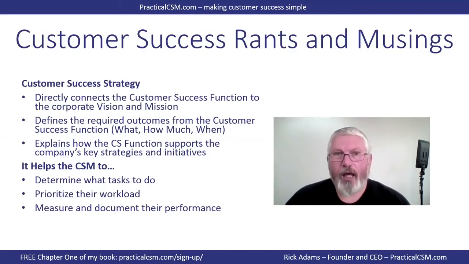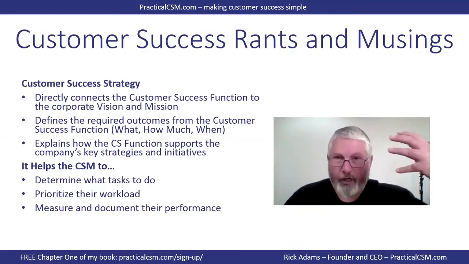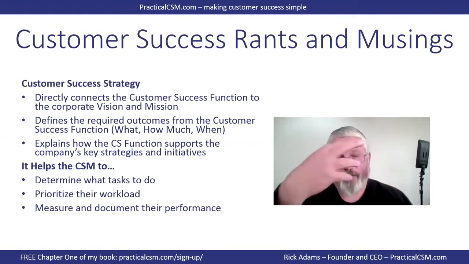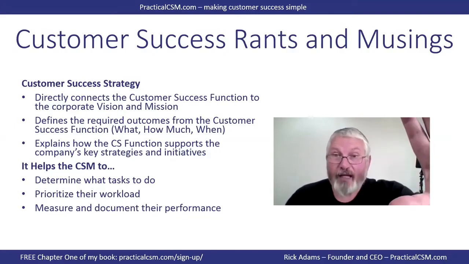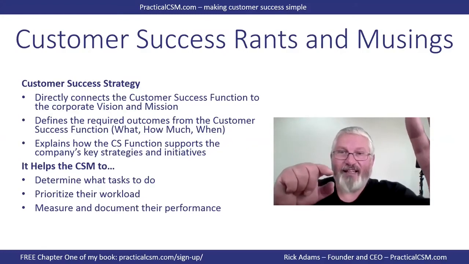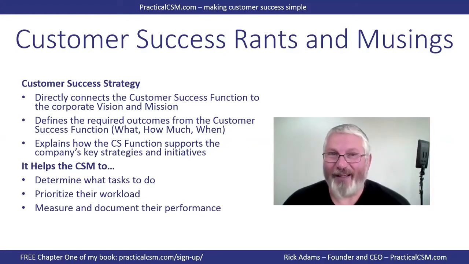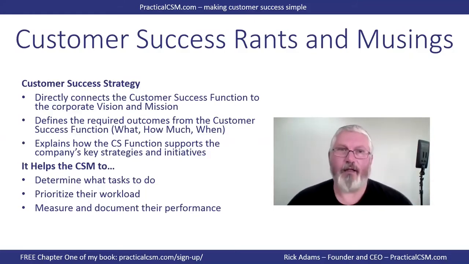It includes a direct connection, a link between this is what customer success is and this is what the company is trying to achieve. In other words, it connects the customer success function to the corporate vision, where we want to end up, and the mission, how we're going to get to where we want to end up. So the vision is where we want to be, the mission is how we're going to get there. We've got that overall vision and mission for the company. How does customer success fit into that? It's explained in our strategy.